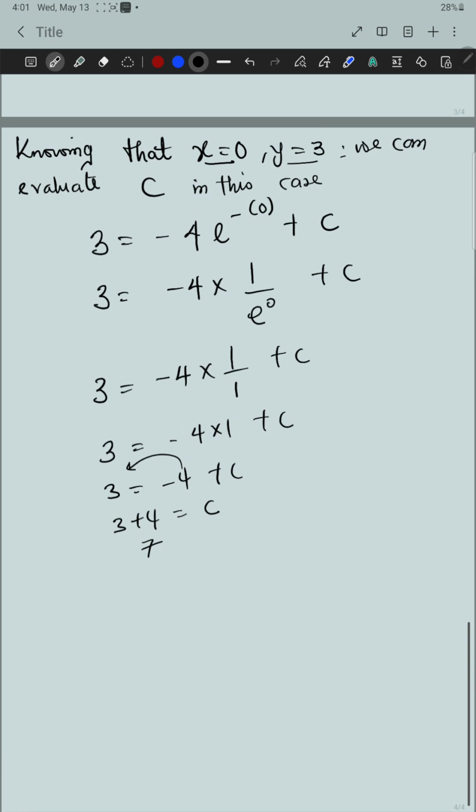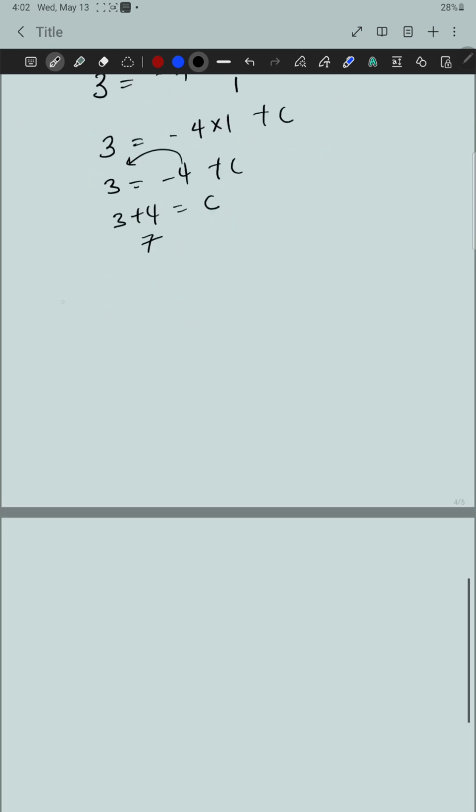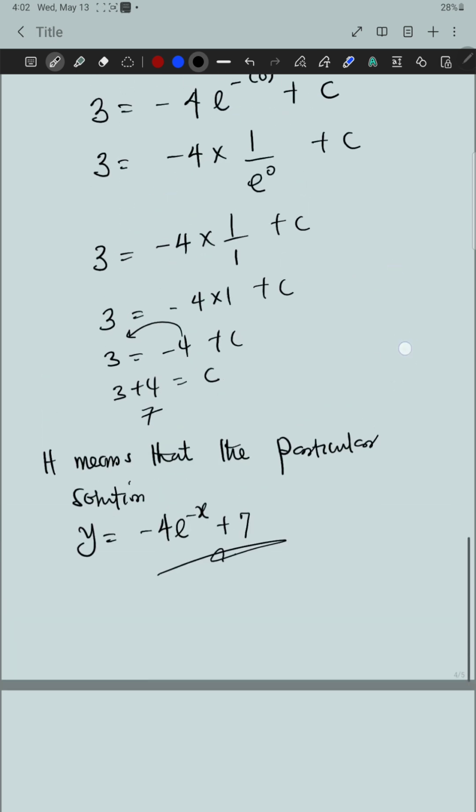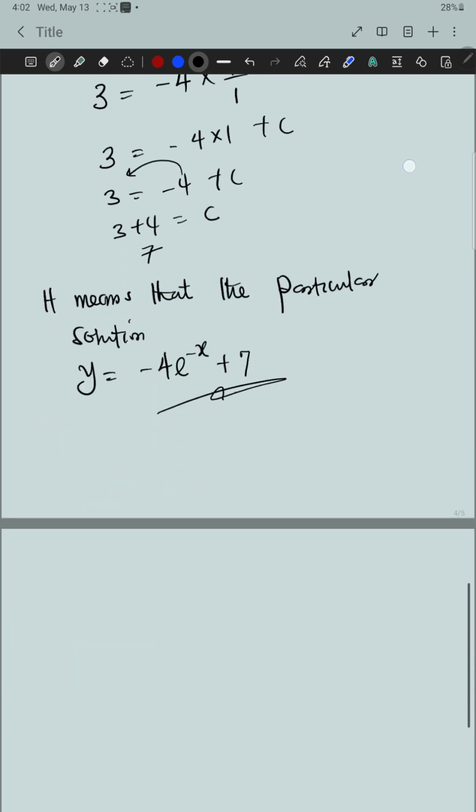This simply means that the particular solution of this function is y equals minus 4 e to the power minus x plus 7. Did you see that? You have solved for c. Is that clear?